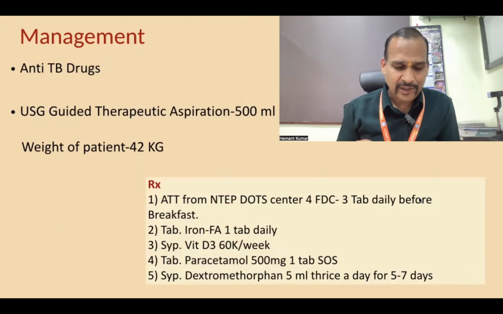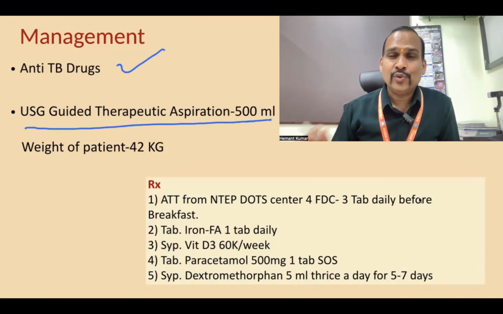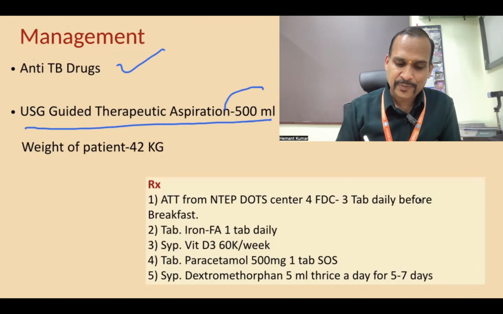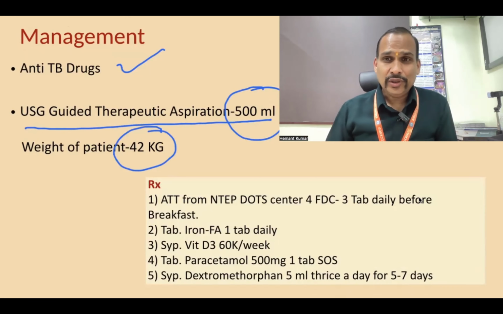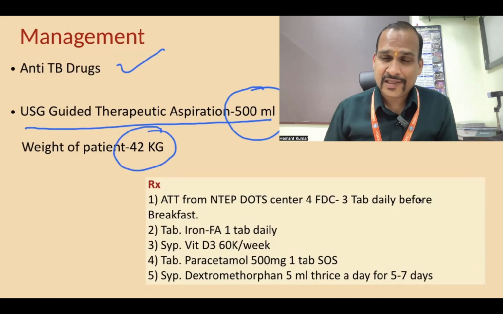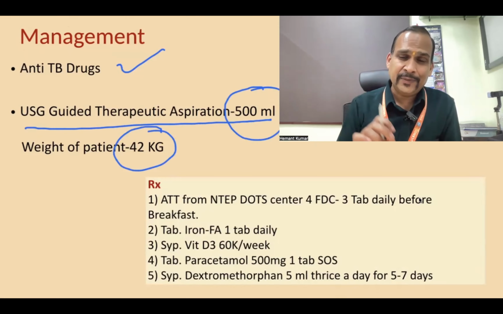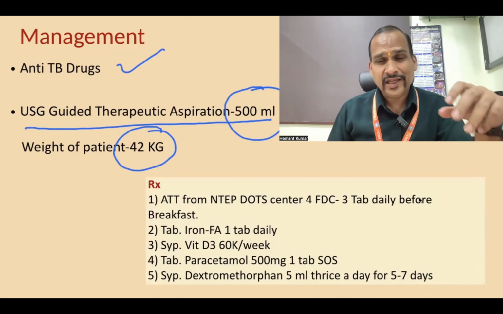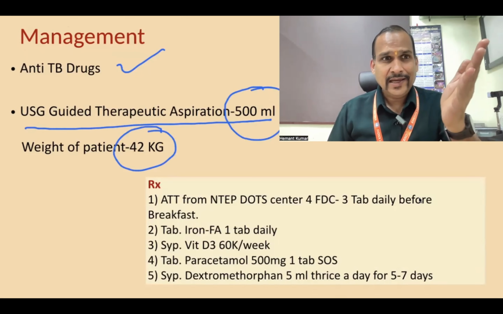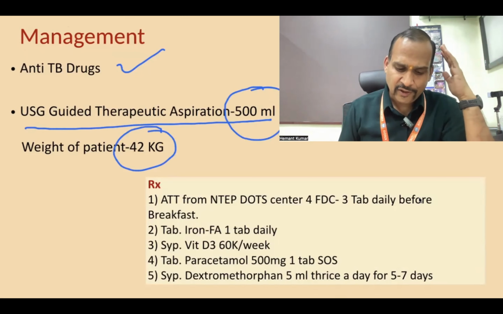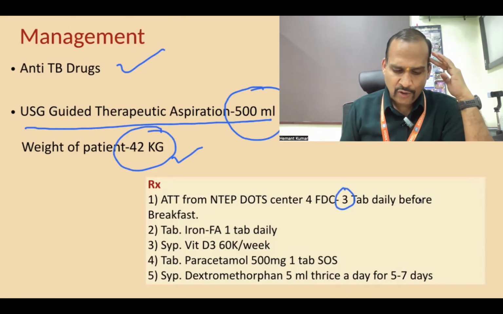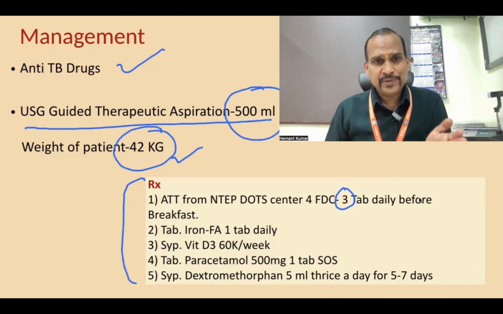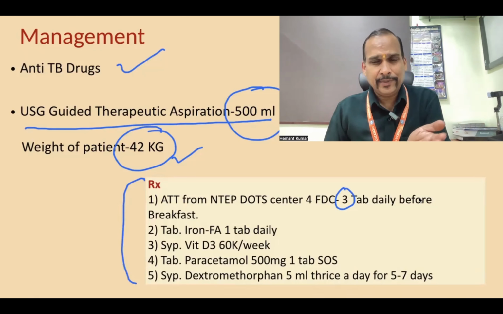For symptomatic relief, we have to do ultrasound guided pleural aspiration. In this patient, we have aspirated 500 ml. The weight of the patient was 42 kg. In India, there is the program NTEP, National Tuberculosis Elimination Program. So we have to start ATT according to NTEP only. They are giving ATT as FDC, fixed dose combination, as per body weight. So for this lady of 42 kg, we have to prescribe 3 tablets. This is how we have to write the prescription, and the prescription may be different for other physicians.